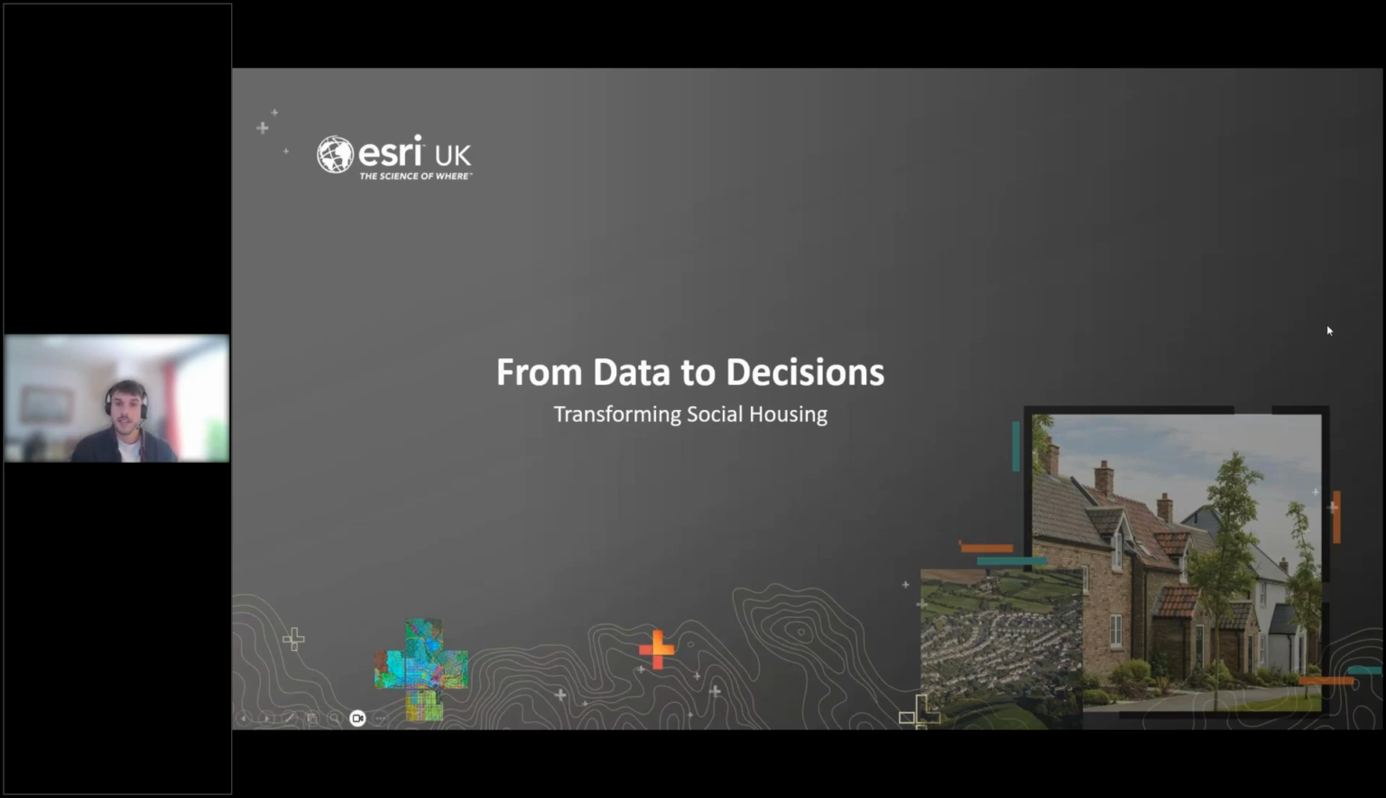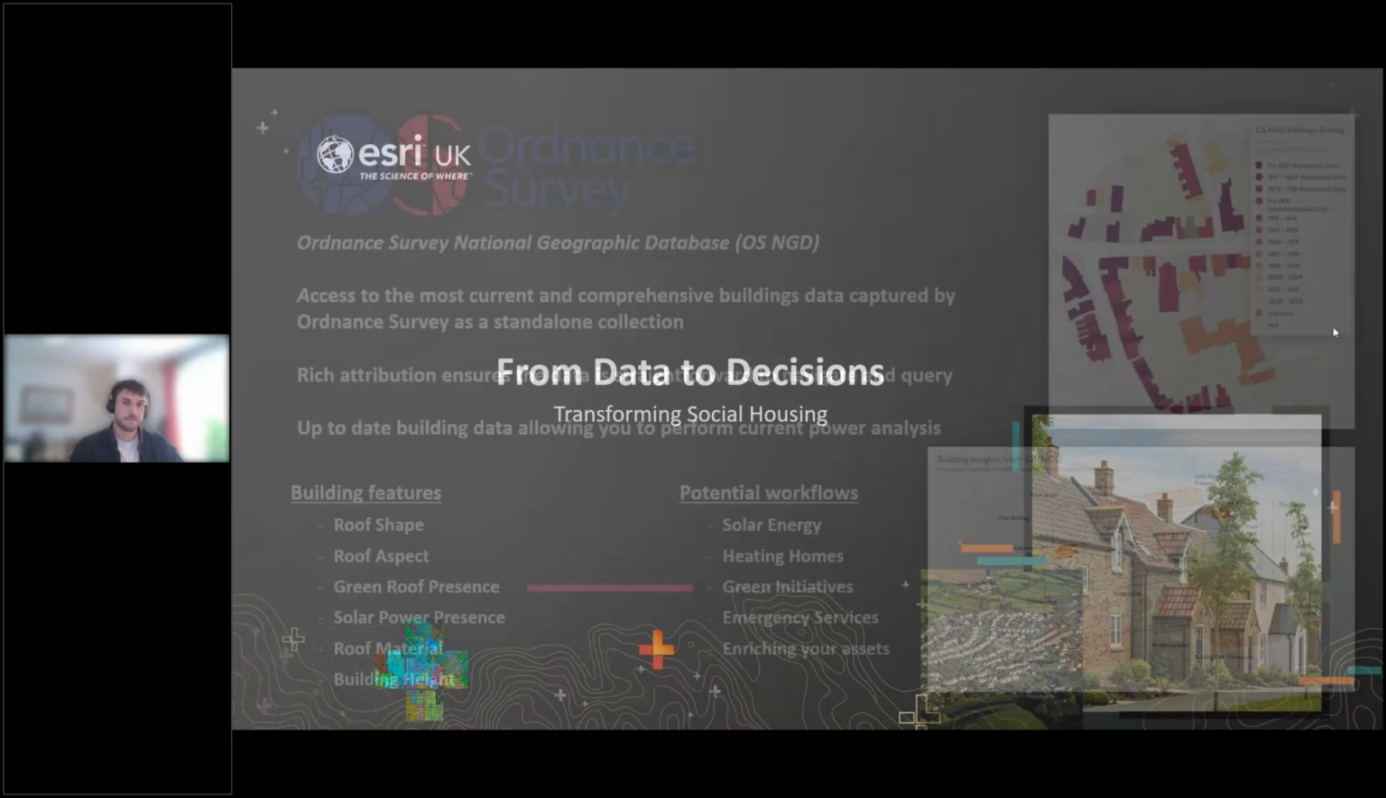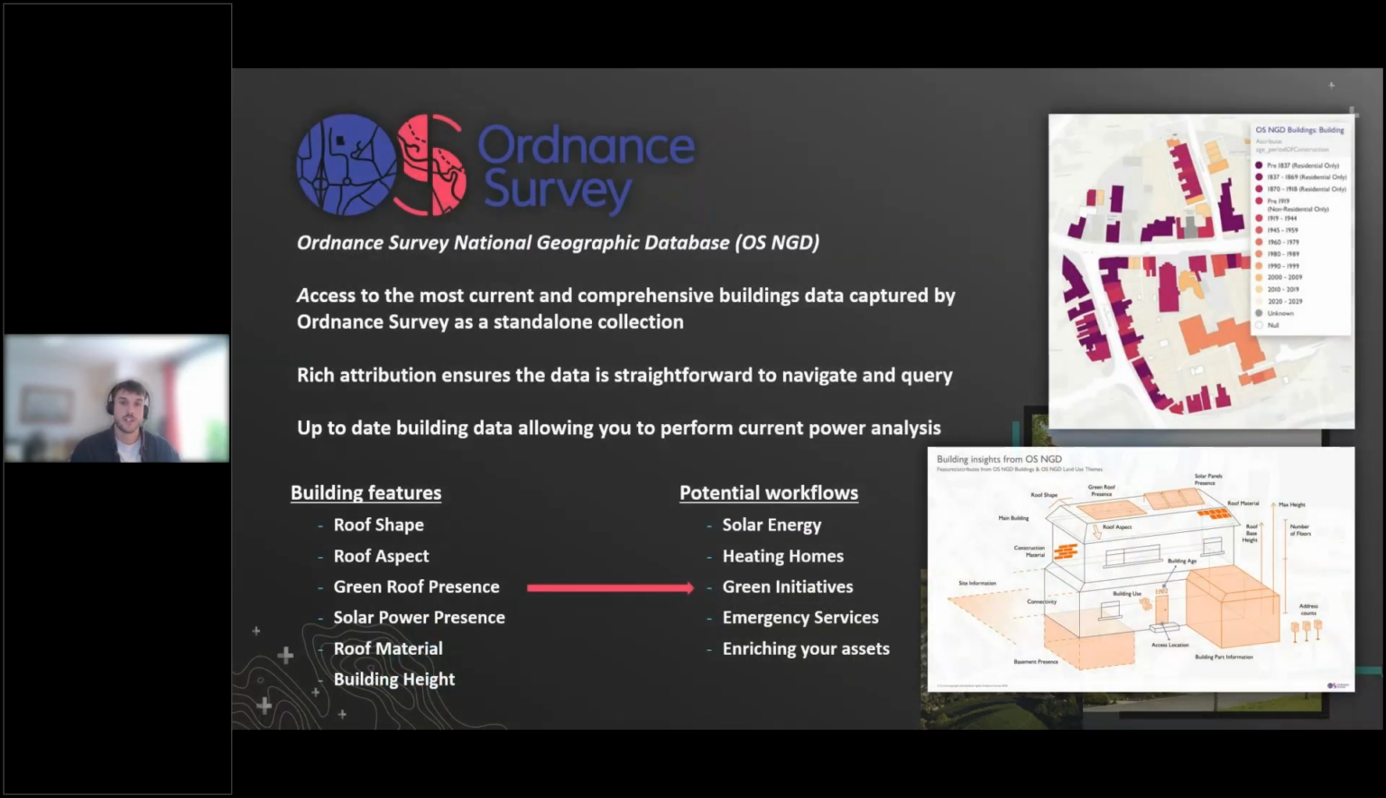So starting out with OS and their National Geographic Database, or the OS NGD. For those of you who aren't familiar with this offering, it's OS's single store of authoritative data for Great Britain. It gives you the most current and comprehensive data captured by OS in a standalone dataset. It includes many different themes and data categories, but today I'll be touching on the buildings dataset.